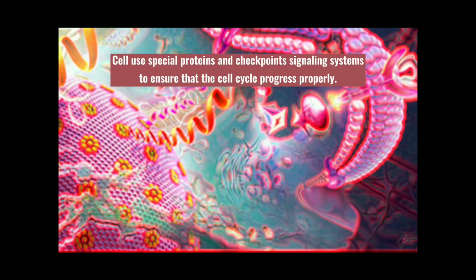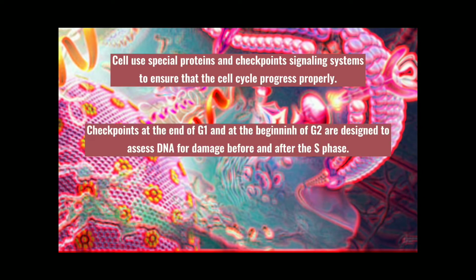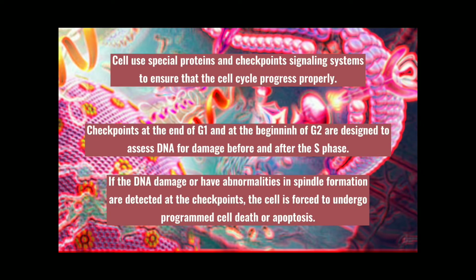Cells use special proteins and checkpoint signaling systems to ensure that the cell cycle progresses properly. Checkpoints at the end of G1 and at the beginning of G2 are designed to assess DNA for damage before and after S phase. If DNA damage or abnormalities in spindle formation are detected at the checkpoints, the cell is forced to undergo programmed cell death, or apoptosis.